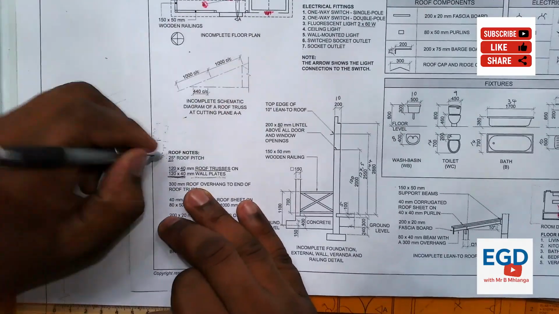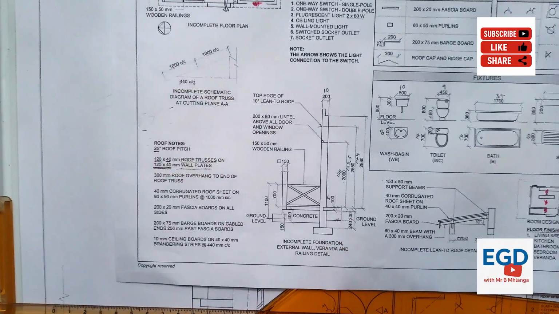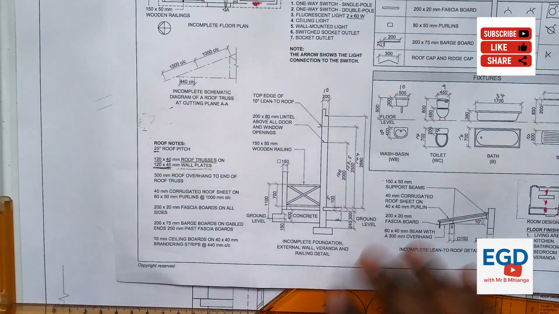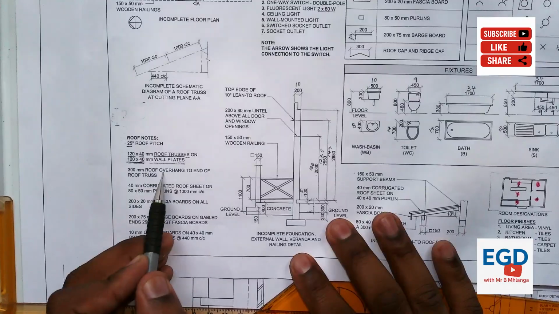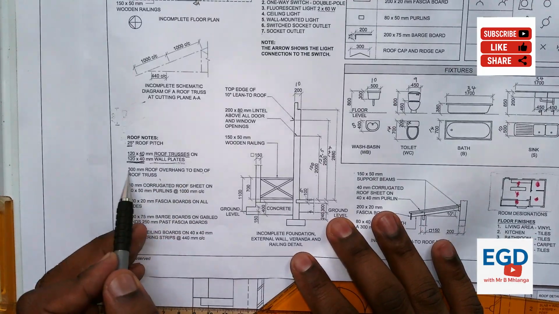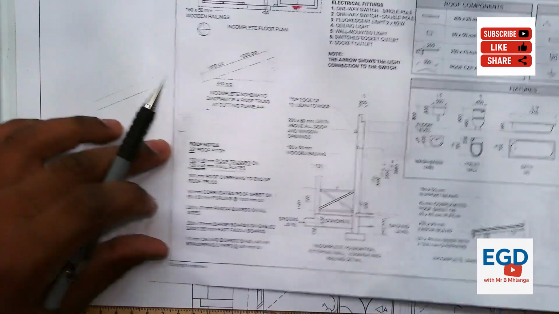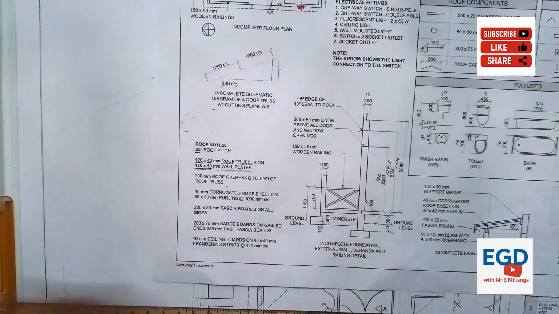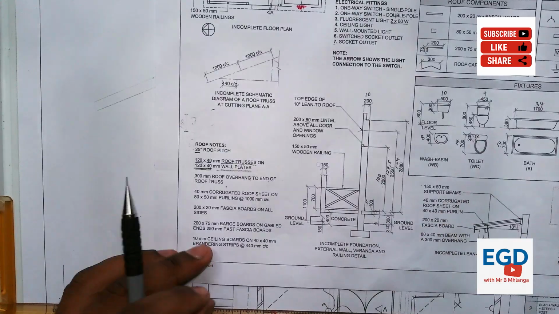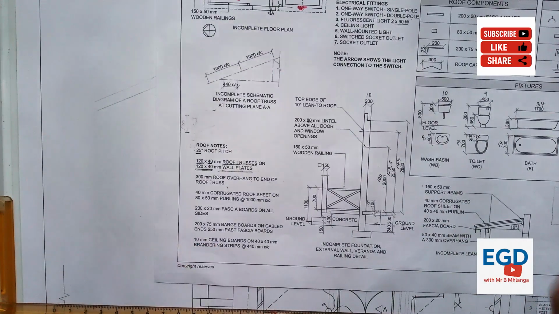Okay, so these are the roof notes. So I'll have to check for the overhang. Right, so we are given the roof overhang to the end of the roof truss, which is 300 millimeters. All right, so what is a roof overhang? A roof overhang is the gap from the wall, the external wall of the house, to where the roof truss ends. Right, so it's the gap.